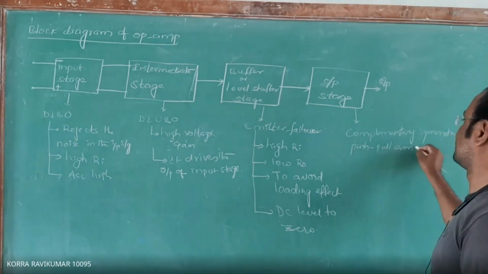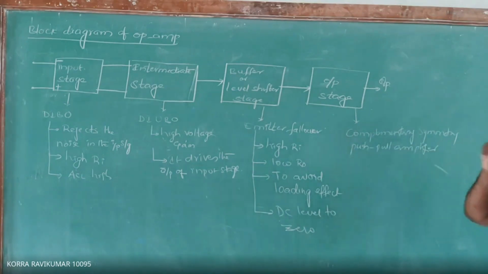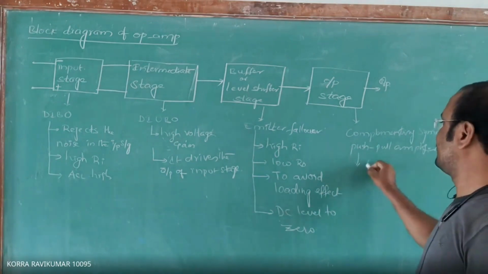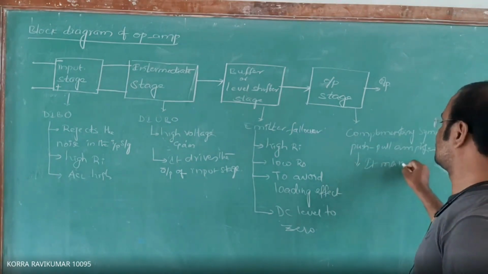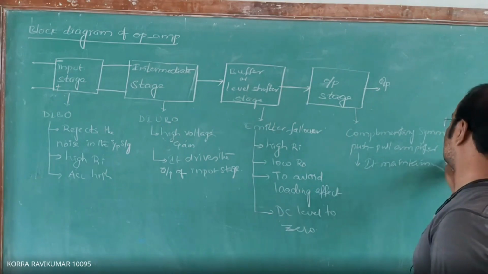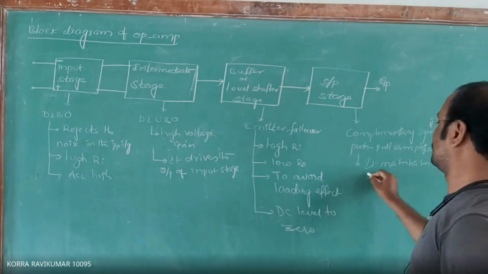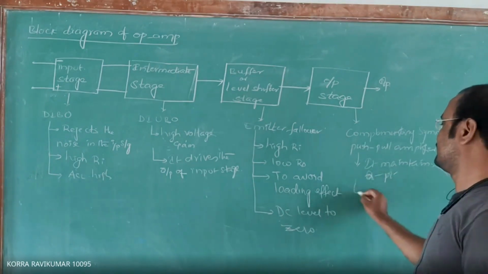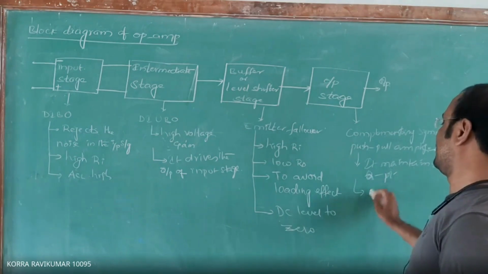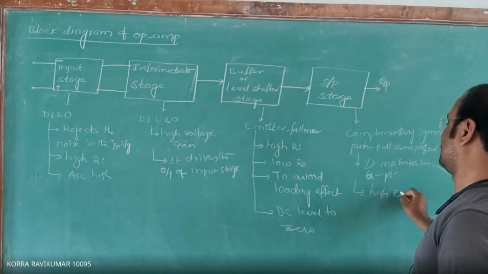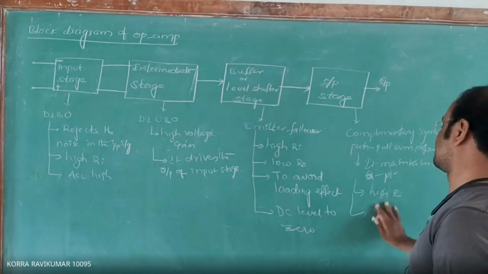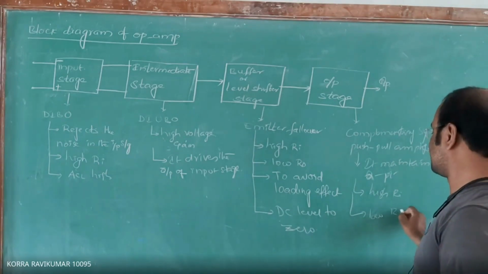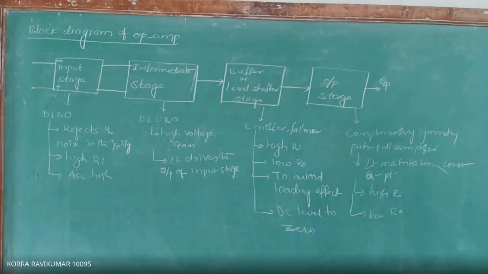Push-pull amplifier. What is the purpose of this push-pull amplifier? First, it maintains constant Q points, to maintain stable Q points. Second, it maintains high input impedance and low output resistance. So these are the purposes of this block diagram, the operation of the block diagram.